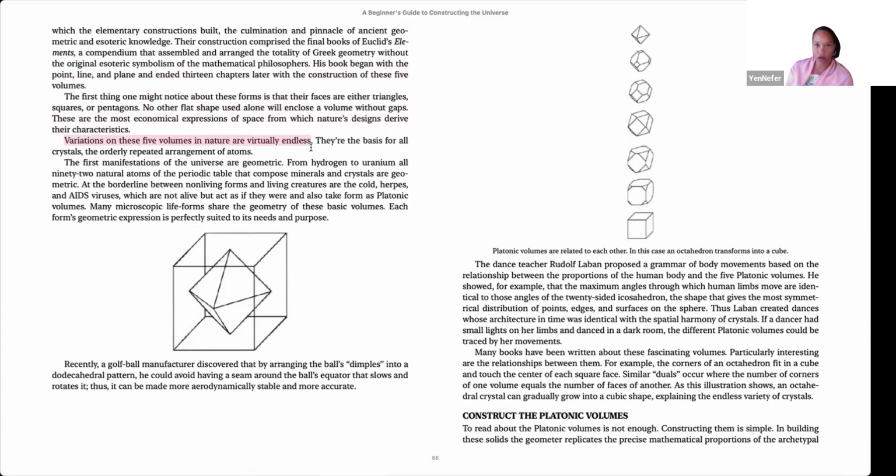They are the basis for all crystals, the orderly repeated arrangement of atoms. The first manifestations of the universe are geometric. From hydrogen to uranium, all 92 natural atoms of the periodic table that compose minerals and crystals are geometric. At the borderline between non-living forms and living creatures are the cold, herpes, and AIDS viruses, which are not alive but act as if they were and also take form as Platonic volumes.